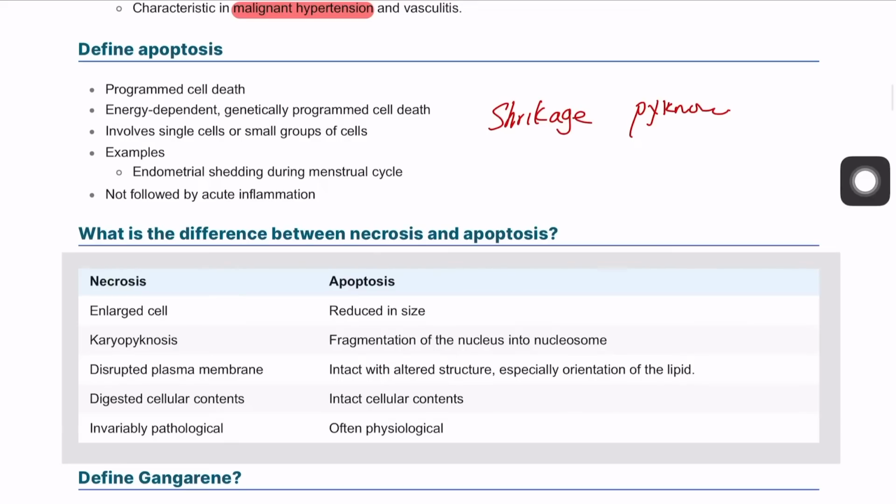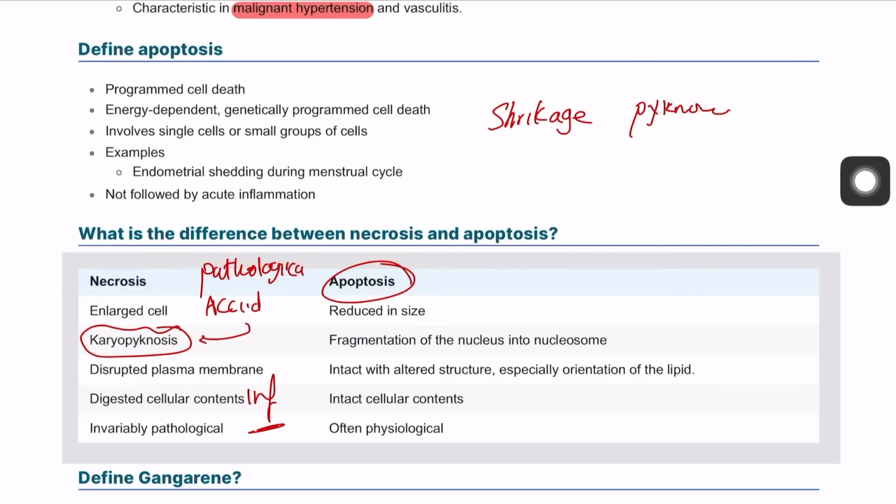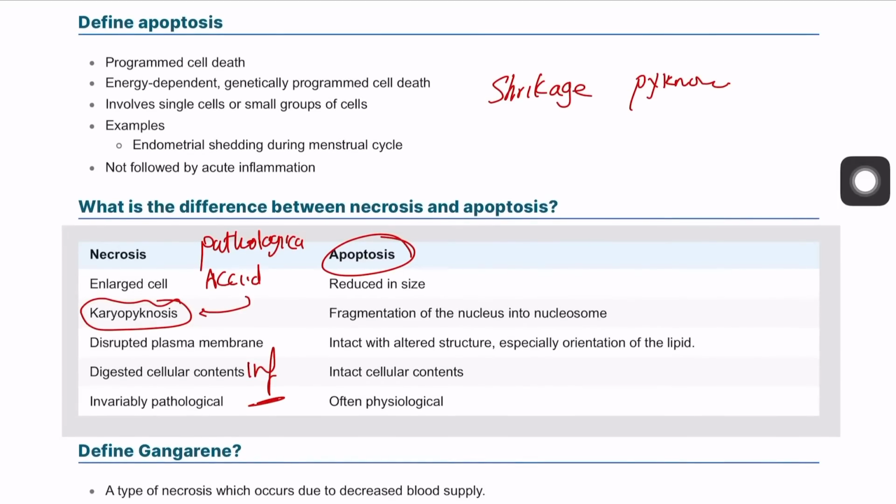Well, now it's the point to differentiate between necrosis and apoptosis as well. So necrosis, like we said, is almost always pathological, right? And it's not programmed, it's accidental. Karyopyknosis is the hallmark for it. And also the cells will be digested and it's associated with acute inflammation. On the other side, apoptosis is the complete opposite, and the nucleus will be fragmented rather than karyopyknosis.